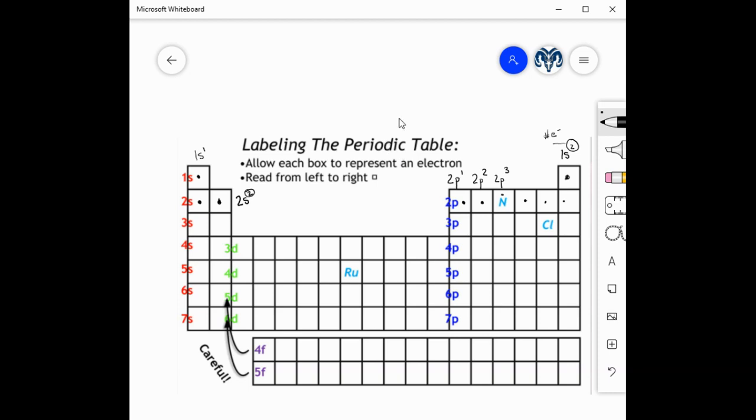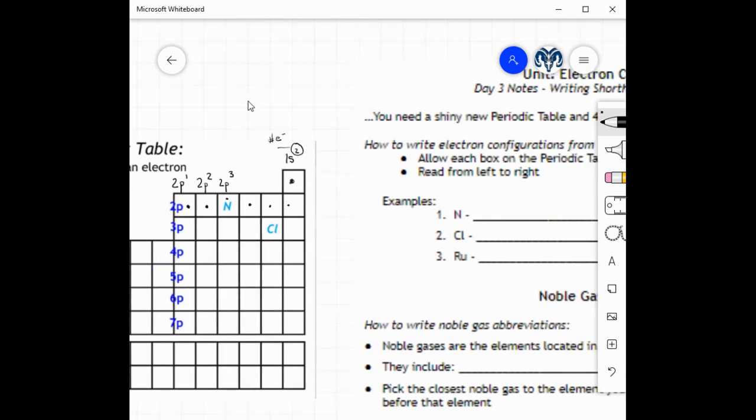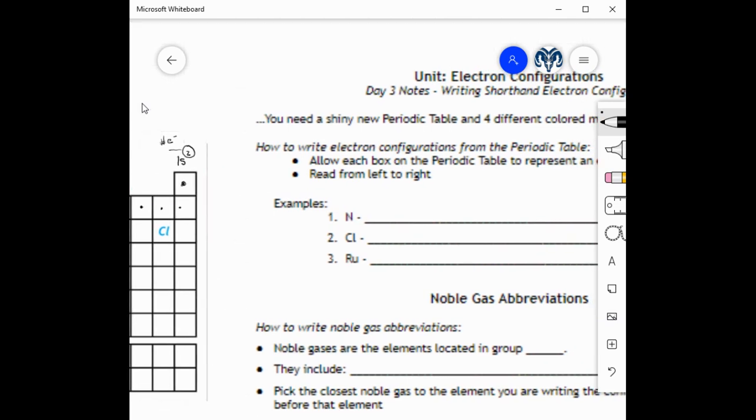So the first example is going to be for nitrogen: 1s2, 2s2, 2p3. To check myself, nitrogen has 7 electrons, so I just need to make sure that these numbers add up to 7, and so that's going to be the correct electron configuration.